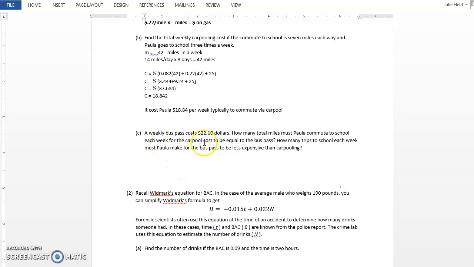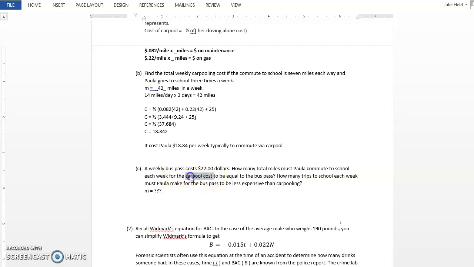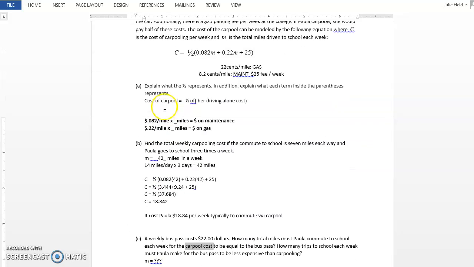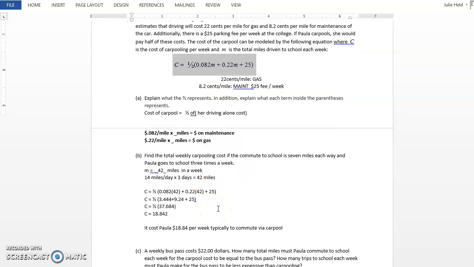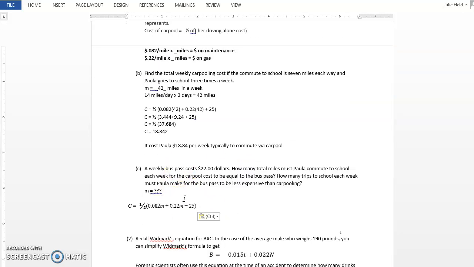A weekly bus pass cost $22. How many total miles? Ooh, okay. So this time I'm looking for miles. Must Paula commute to school each week for the carpool cost to be equal to the bus pass? So the carpool cost is what I called C. And so this time I'm going to just steal that, I think. This time I just want my C to be equivalent to what the bus pass would cost.